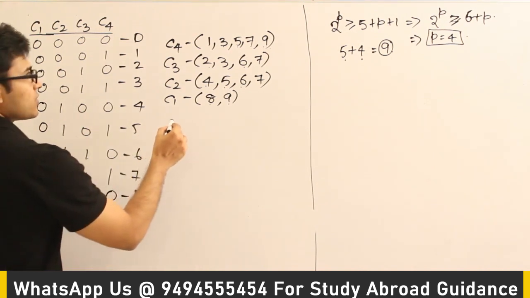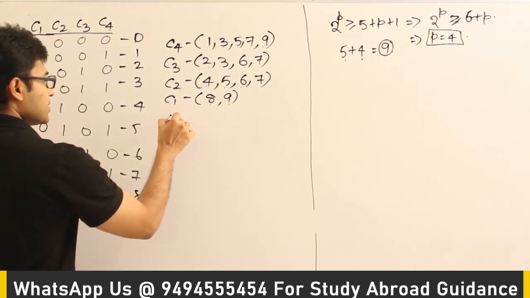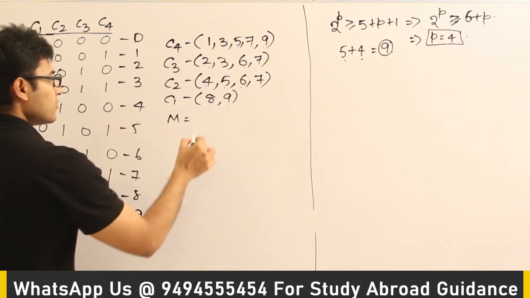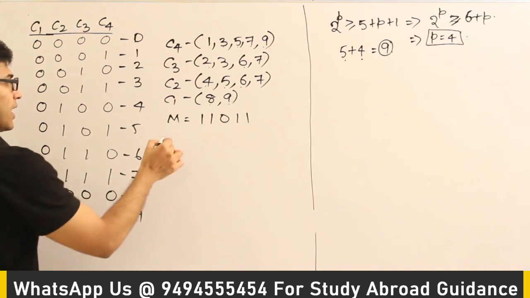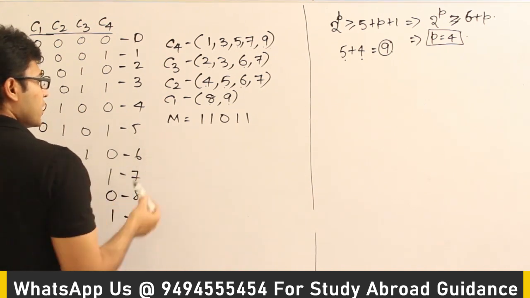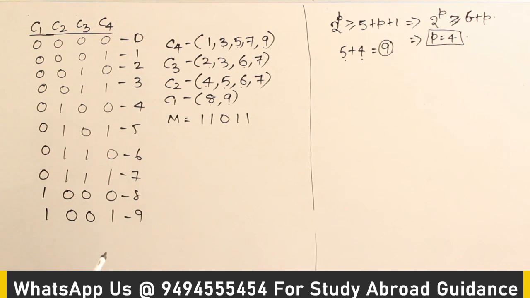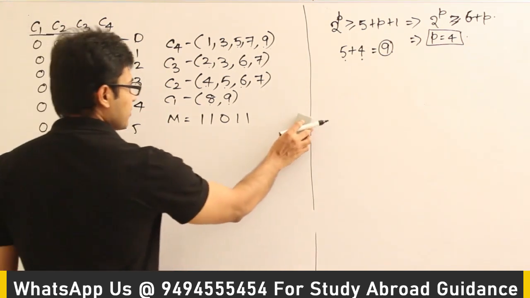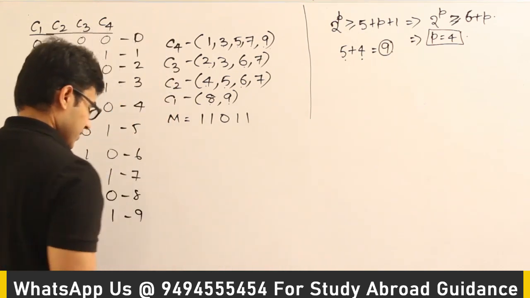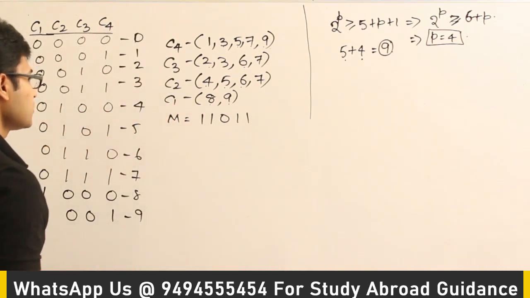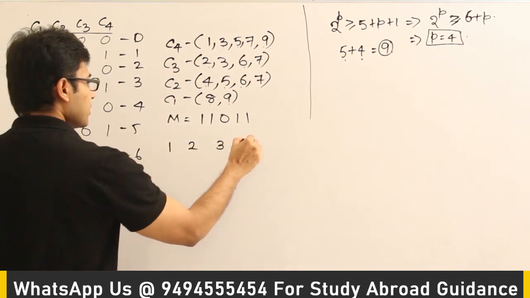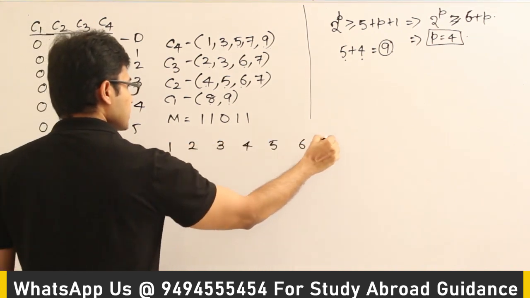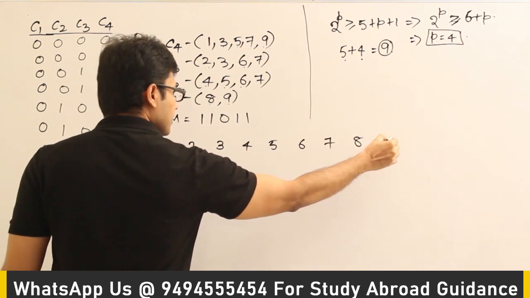Now how many bits are we sending? Let us say the message that we have to send is 5 bits, which is 11011. And now how many positions are we going to have? We are going to send 5 message bits plus 4 parity bits. So totally we are going to send 9 bits. 1, 2, 3, 4, 5, 6, 7, 8, 9 bits.